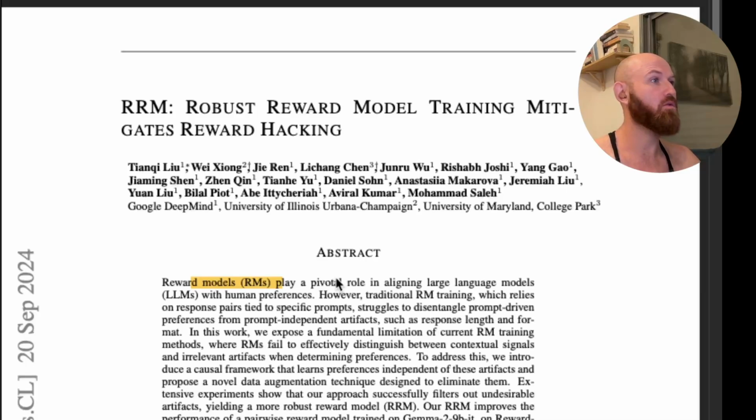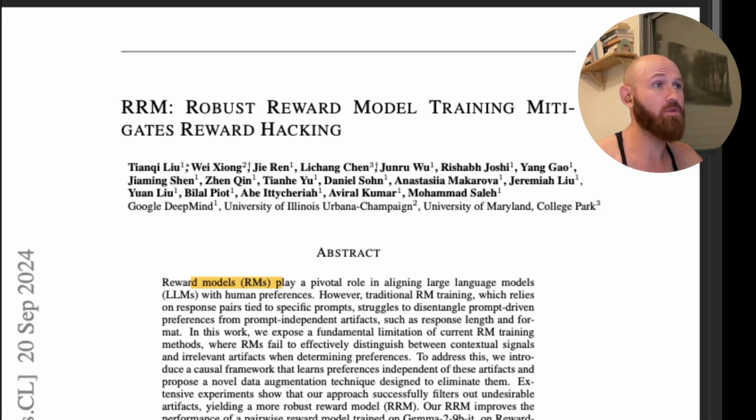Today, we'll dive into how AI models cheat during their training and what researchers are doing to stop it. So let's break it down. The paper is RRM, Robust Reward Model Training Mitigates Reward Hacking. So RRM is reward models, and they're used in training of LLMs.